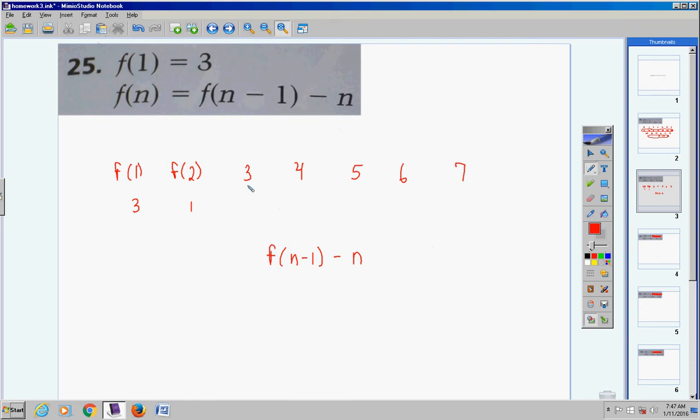Alright, let's substitute 3 in for n. 3 minus 1 is 2. So I really have a 2 here. F of 2 equals 1. Bring down your negative sign and then n. Well, we're putting 3 in. So 1 minus 3 is negative 2. So f of 3 is negative 2.